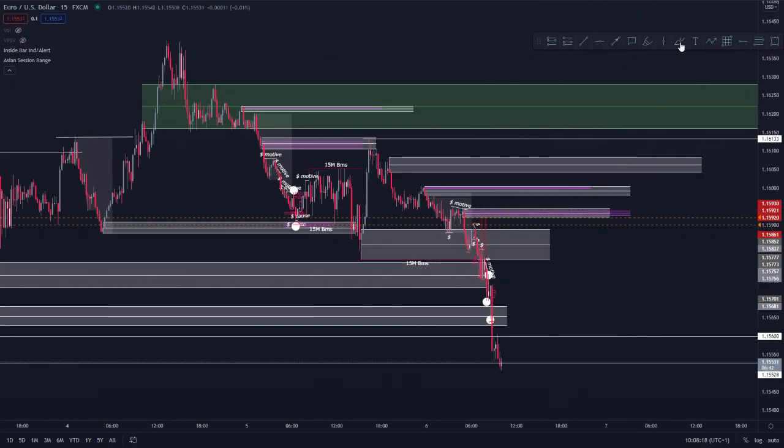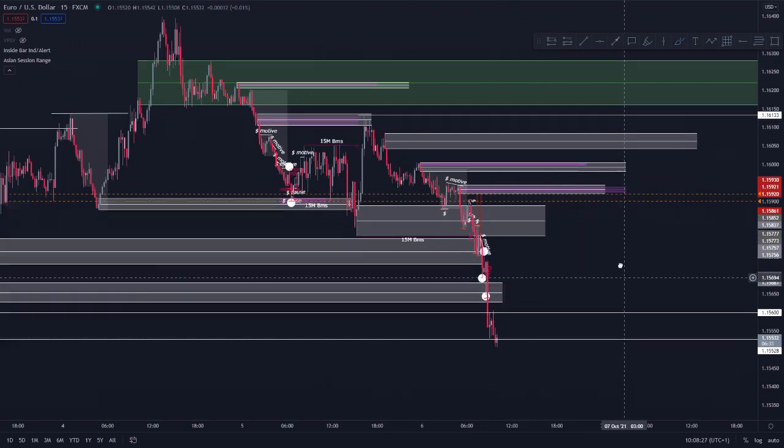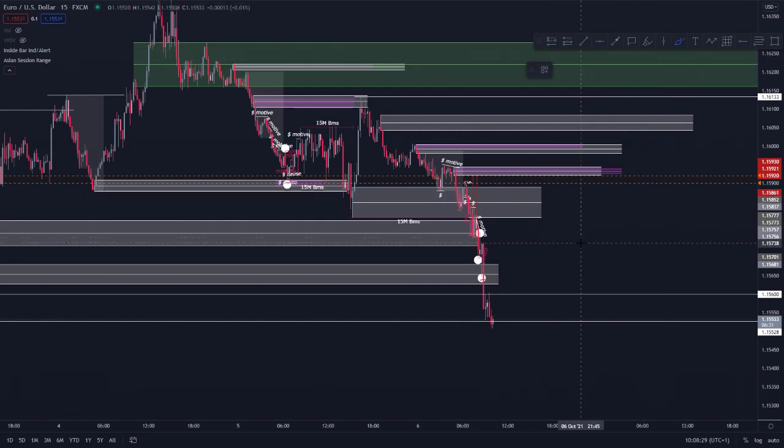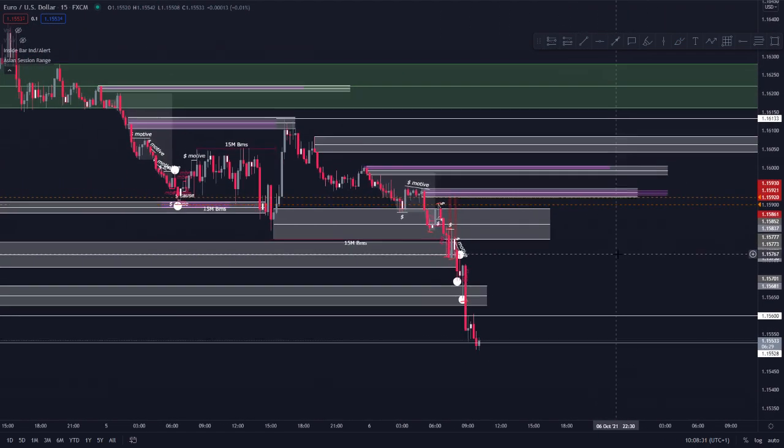But I did it this time because sometimes they do work, and as you can see, price is in a bullish trend on the 15-minute. So I thought there is a small chance that price might do that, but it didn't. So my plan was correct once again.